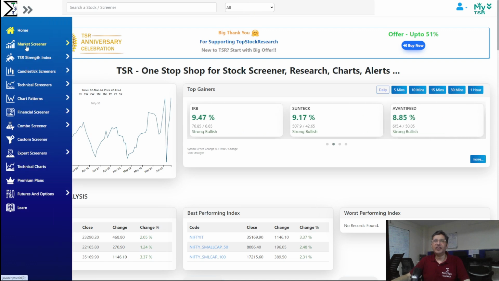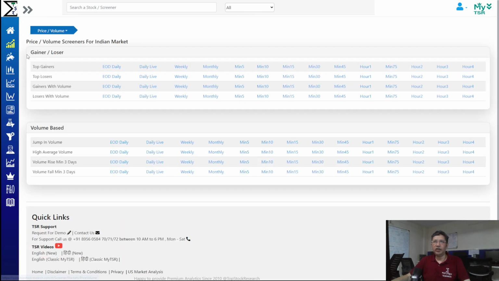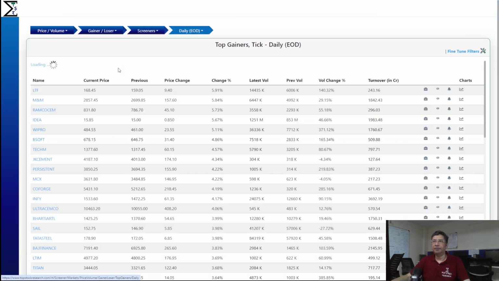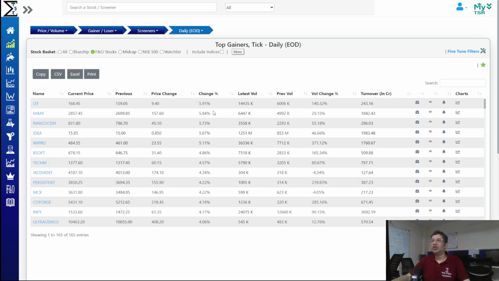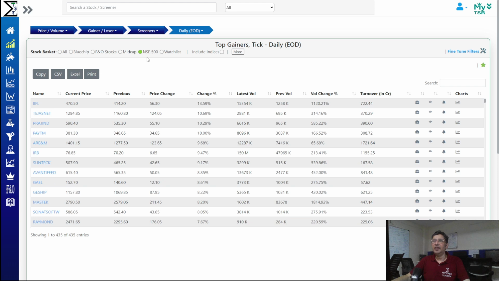Let's go to our market screener. In the market screener, we have price and volume. If we see the top gainers here, I'll increase it to NSE 500. The top gainer here is IIFL, which is up about 14%. When you see the turnover, it is about 722 crores.